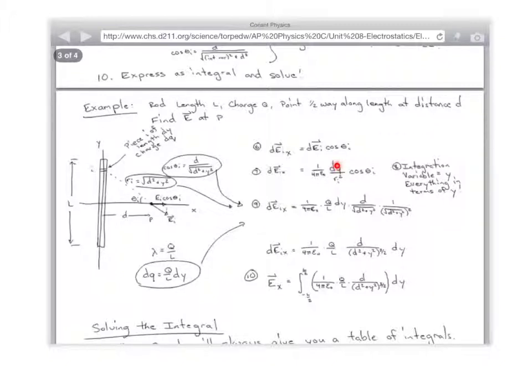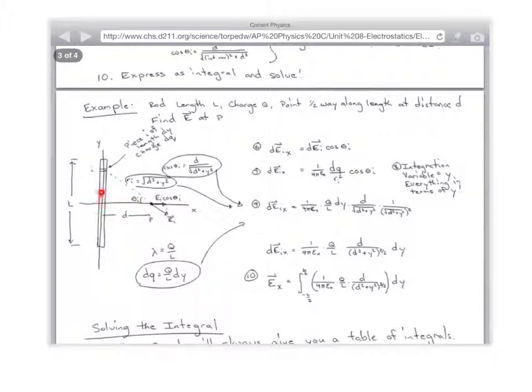Good? So we got rid of dq. Now we're in dy because y is the variable we want to integrate over. Now, next thing. We've got to get rid of this cosine theta somehow, because y is our variable, theta is not. So we get rid of theta. Let's see, cosine theta.